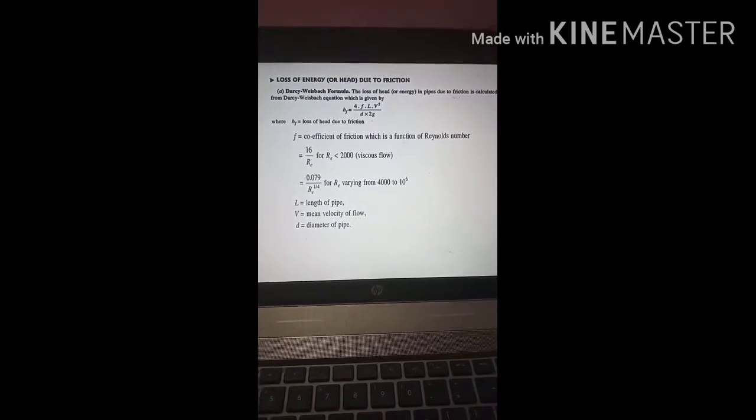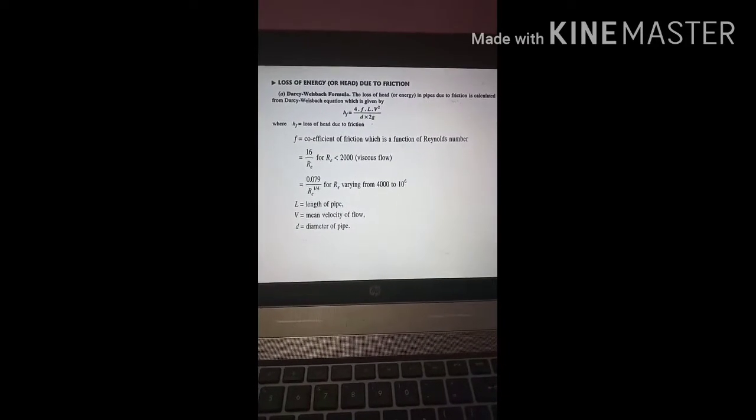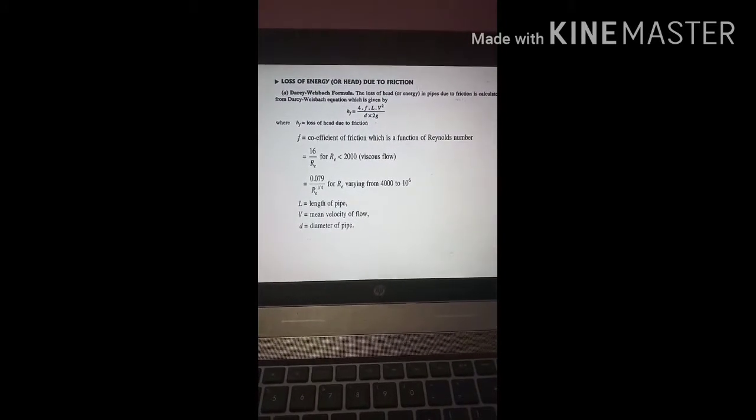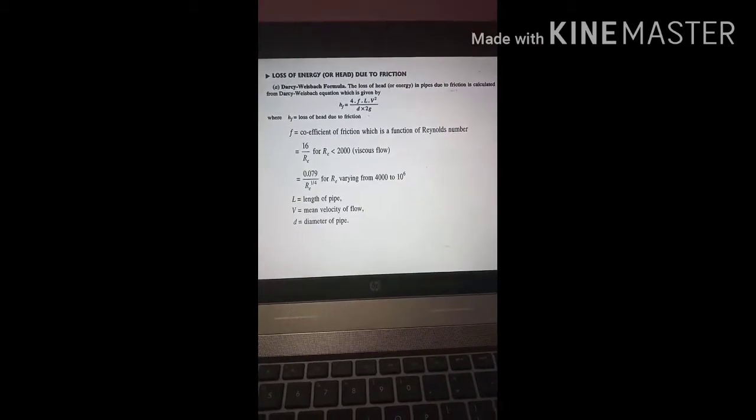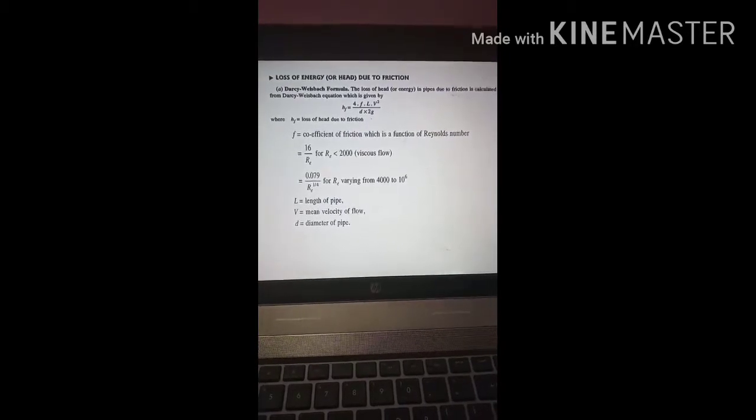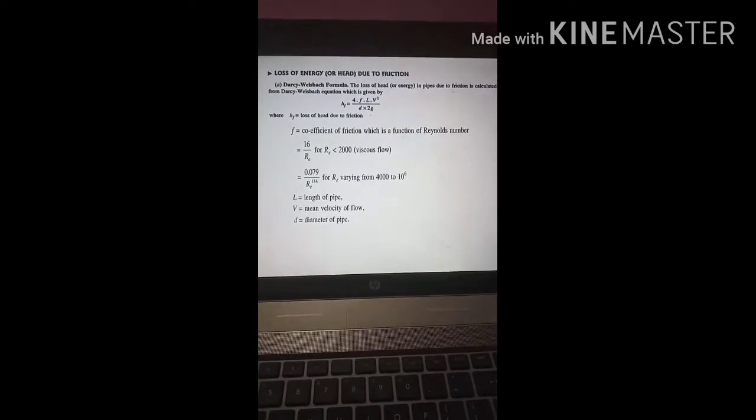So it is very simple to calculate f based on the Reynolds number. For that, first you have to calculate the Reynolds number. We have already seen the Reynolds number is calculated as rho Vd by mu for a pipe. So you have to use the formula rho Vd by mu to calculate Reynolds number. Put the value of Reynolds number, whether it is laminar or turbulent, in the given formula. You will get the value of small f.